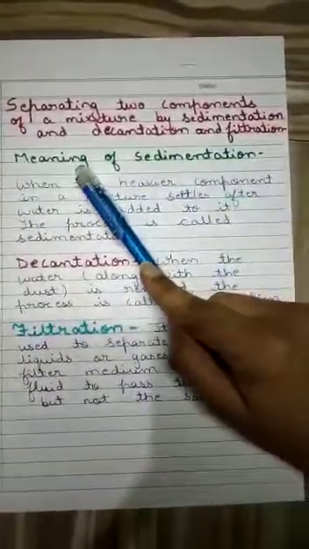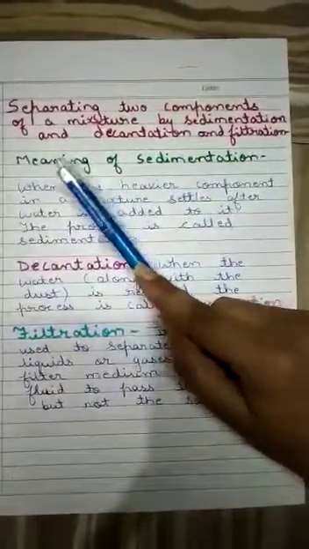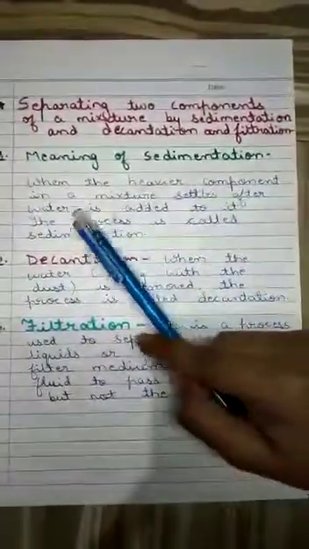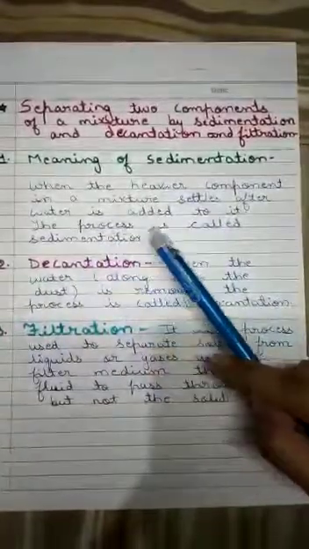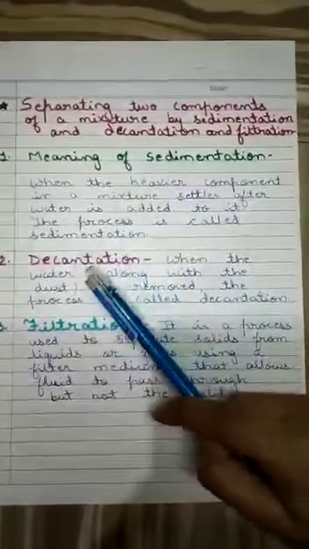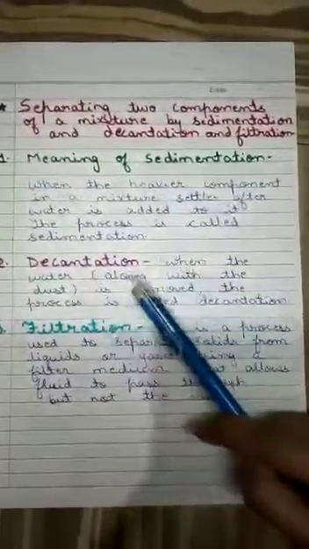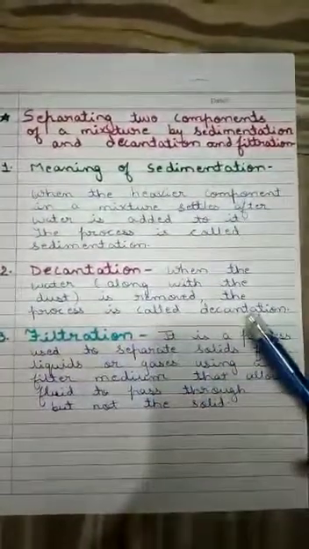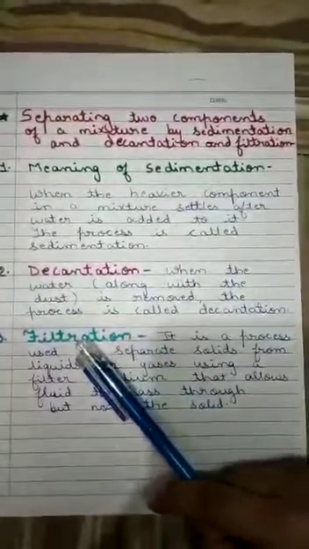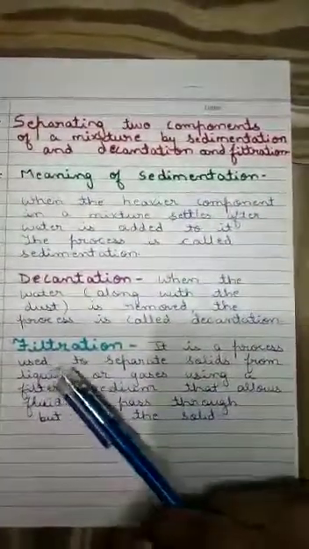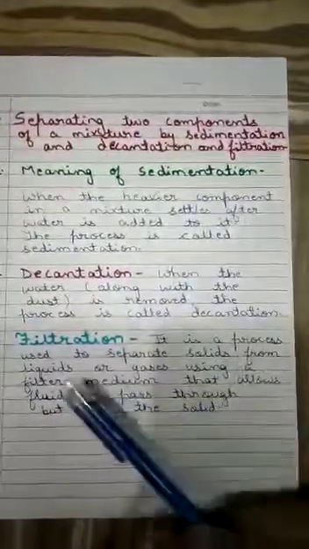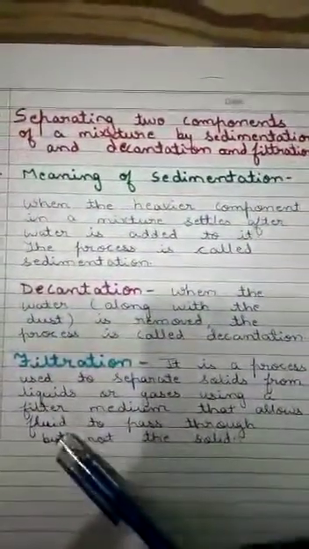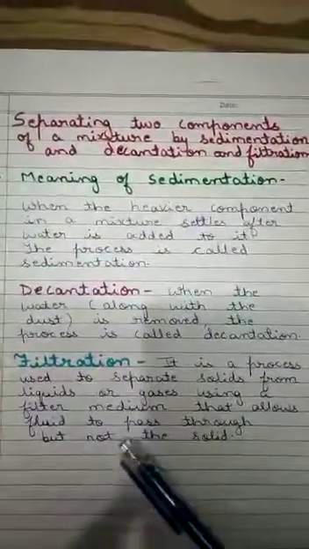First of all, we understand what is the meaning of sedimentation. When the heavier component in a mixture settles after water is added to it, the process is called sedimentation. Decantation: when the water along with the dust is removed, the process is called decantation. Next, filtration. It is a process used to separate solids from liquids or gases using a filter medium that allows fluid to pass through but not the solid.